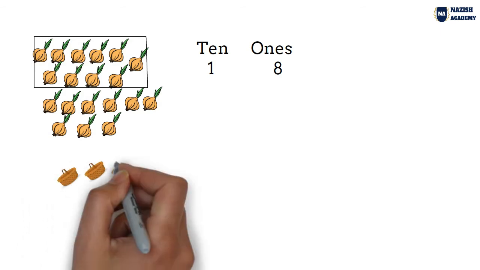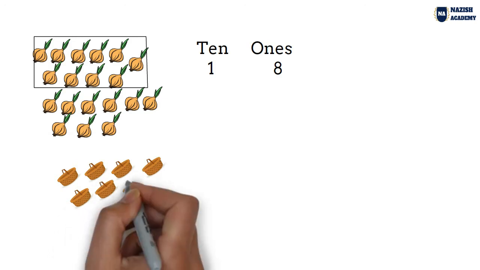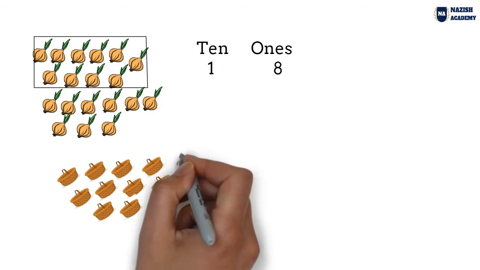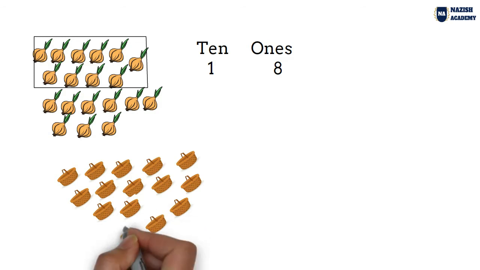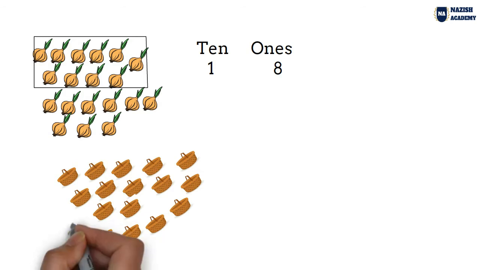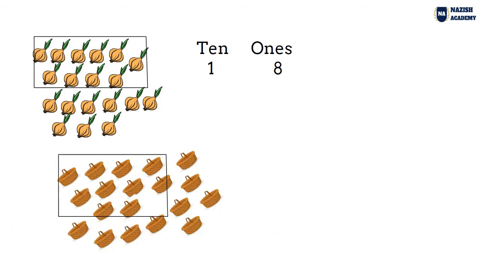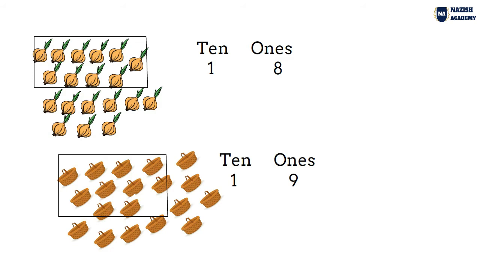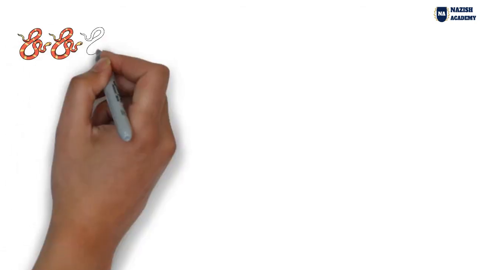1, 2, 3, up to 18, 19. 19 baskets, and these are 10 baskets. 10 and ones. 1 is at the place of 10 and 9 is at the place of ones. 1, 9, 19.